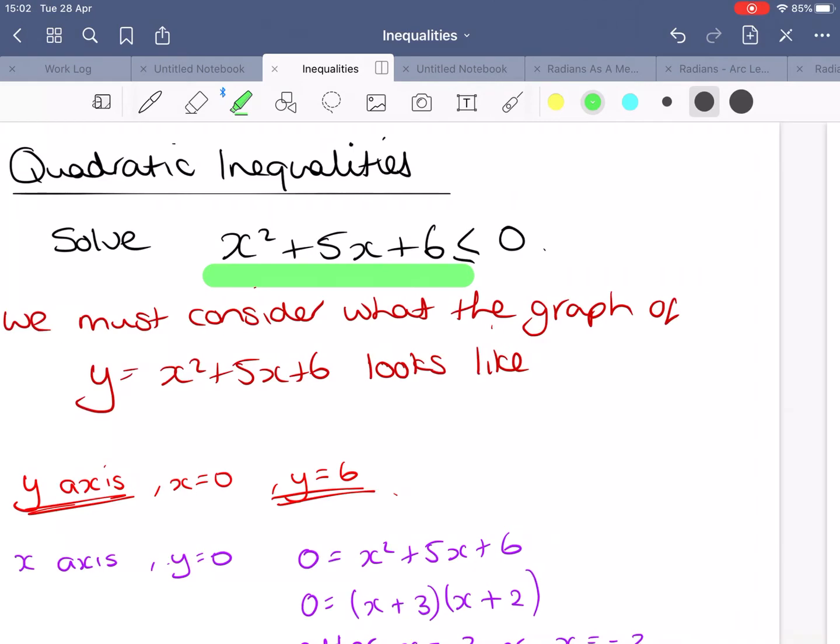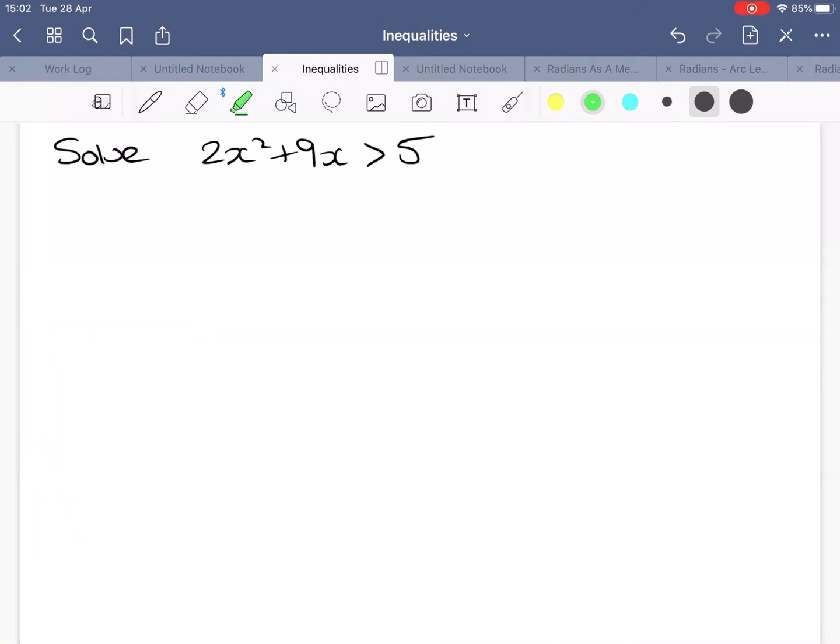Okay, right, I'm going to do 2 more examples then. So here's the second one. Solve 2x squared plus 9x is greater than 5. Well, guess what? Quadratic inequalities are just like quadratic equations. Really, you can only really solve them easily when it's equal to 0. So it's exactly the same with an inequality. We have to make it less than 0 or greater than 0.